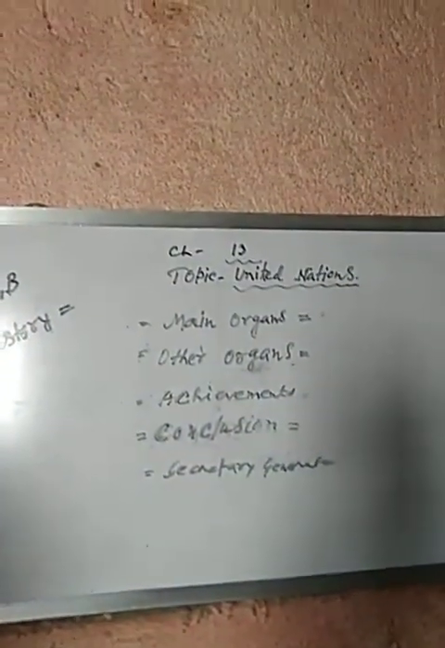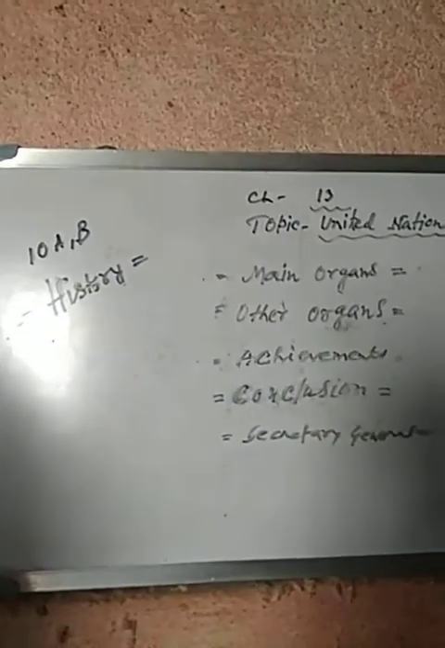Now, the points as I mentioned on the board, please look at it. First point, the United Nations main organs. Second one, other organs. Third one, achievements. Fourth, conclusion. And fifth, Secretary General. First point, main organs of the United Nations.